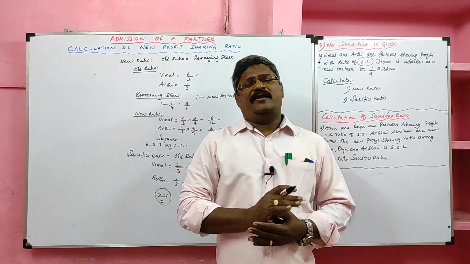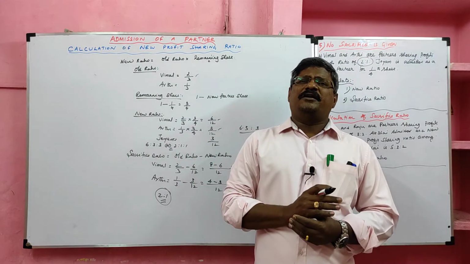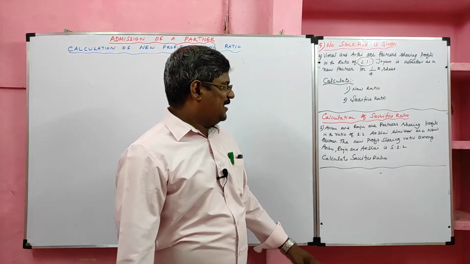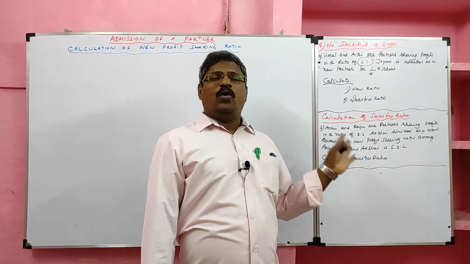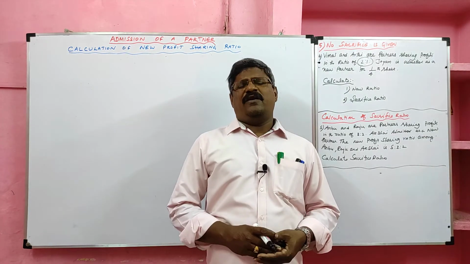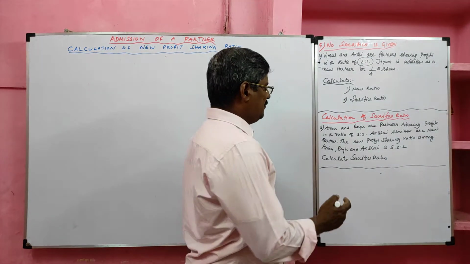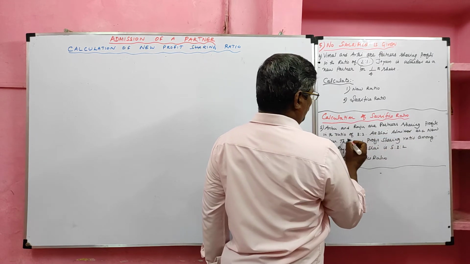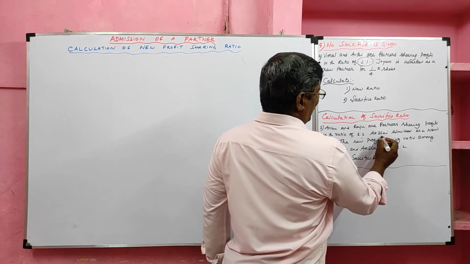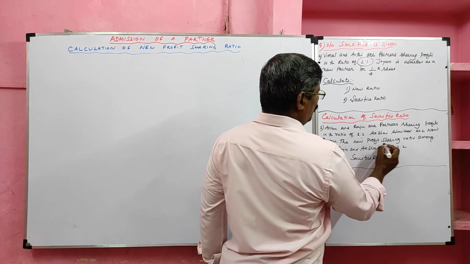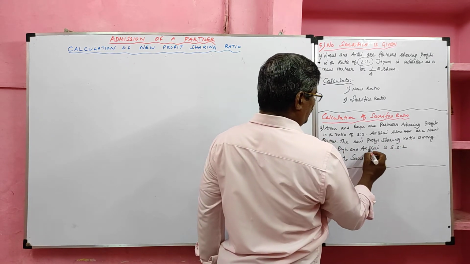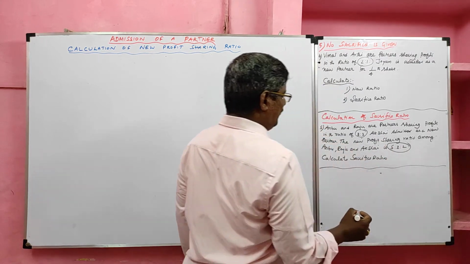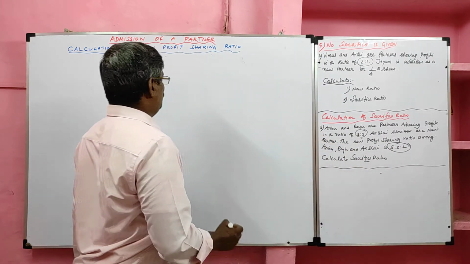Students, we completed all the cases. Now we are going to learn calculation of sacrifice ratio directly. Look at the fifth problem. Here old ratio and new ratio both are given, and we have to find the sacrifice ratio. Anbu and Raju are partners sharing profits in the ratio of 3:2. Akshay is admitted as a new partner. The new profit sharing ratio among Anbu, Raju and Akshay is given.